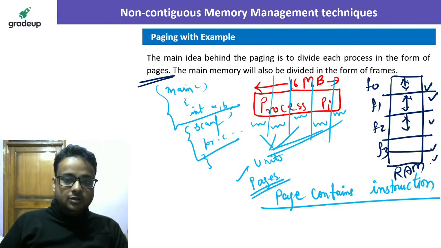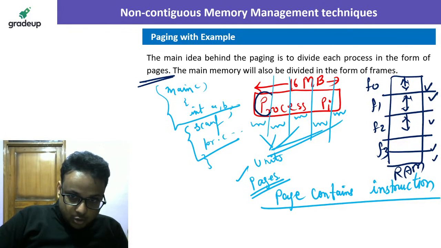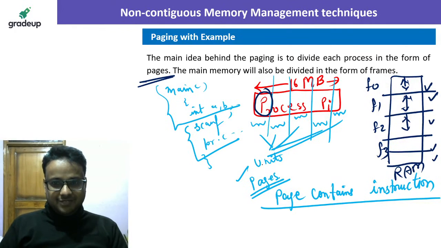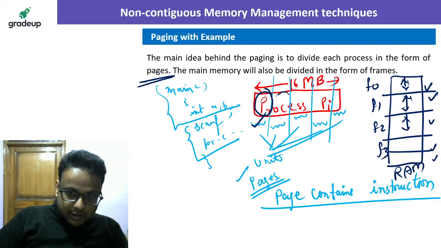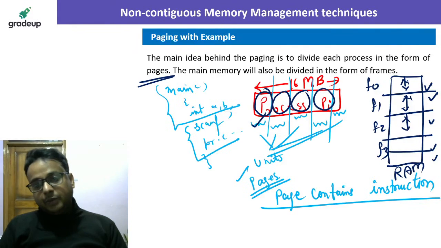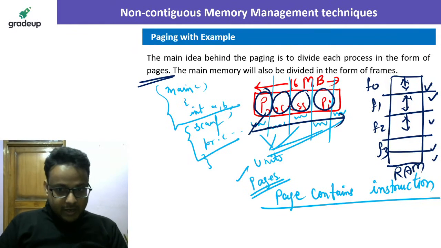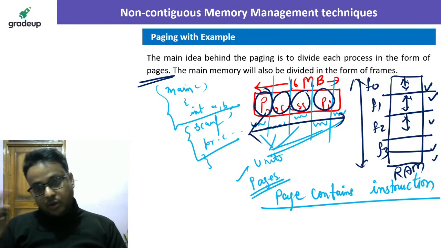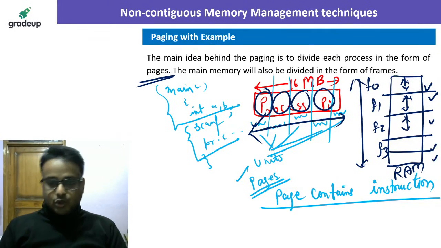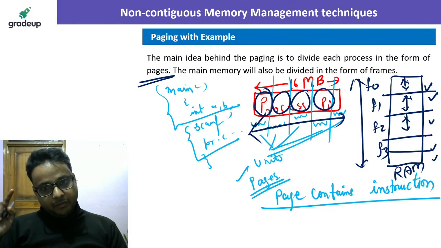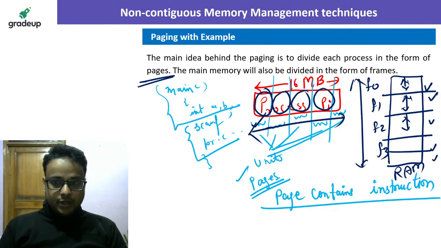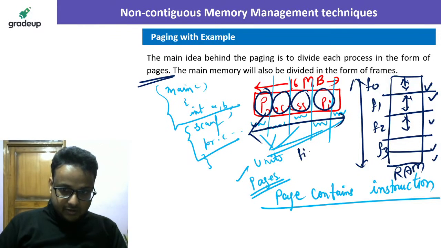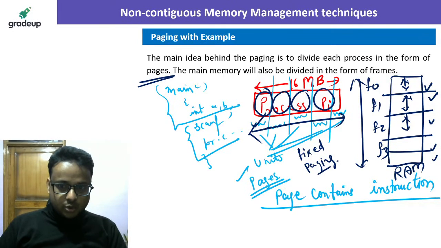And please remember जो हमारा एक पेज होगा उसका साइज भी सेम होगा, ठीक है? यानी कि ये भी 2 MB का, ये भी 2 MB का, ये भी 2 MB का. तो हमने क्या करा, हमने अपने बहुत बड़े वाले प्रोसेस को डिवाइड कर लिया और बहुत बड़ी वाली रैम को भी डिवाइड कर लिया. लेकिन जो हमने डिवाइड किया है प्रोसेस को और जो हमने डिवाइड किया है रैम को, उनका साइज सेम है. इसको बोलते हैं हम फिक्स्ड पेजिंग. फिक्स्ड पेजिंग यानी कि हर पेज का साइज जो होगा फिक्स्ड होगा.